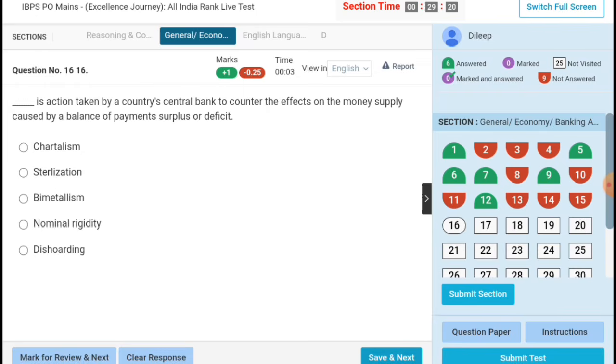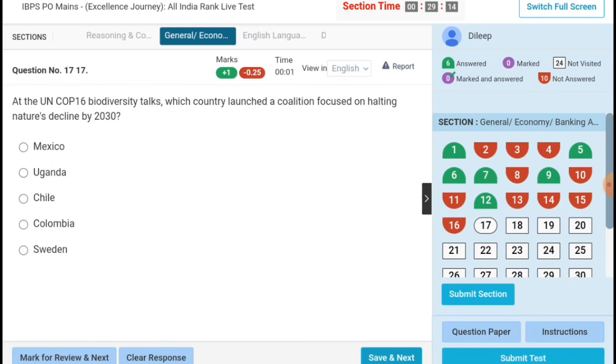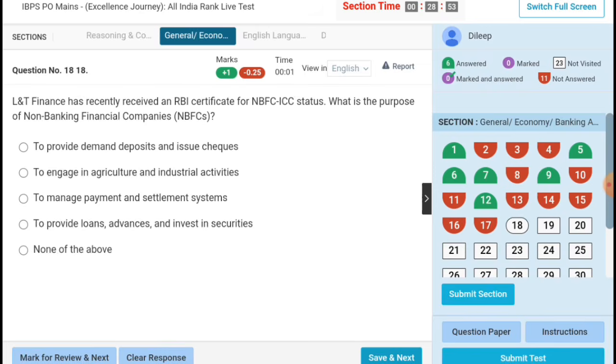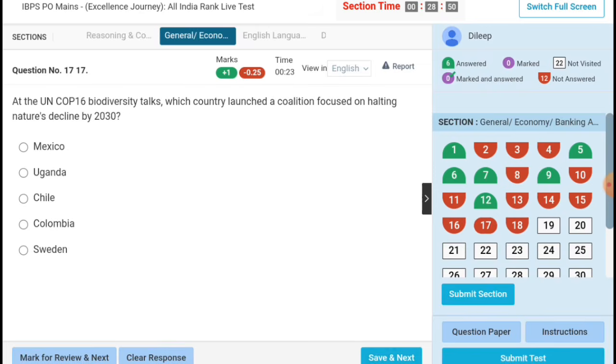Dash is action taken by the country's central bank. Which country launched a coalition focused on halting nature's decline by 2030? I think Colombia. At the United Nations COP16 Biodiversity Talks, which country launched a coalition focused on halting nature's decline by 2030? I have doubt on Colombia.